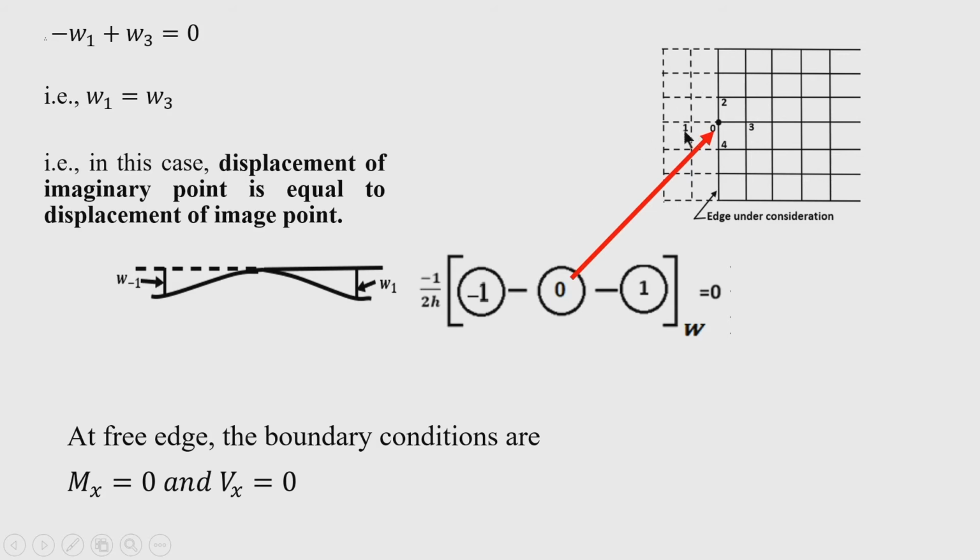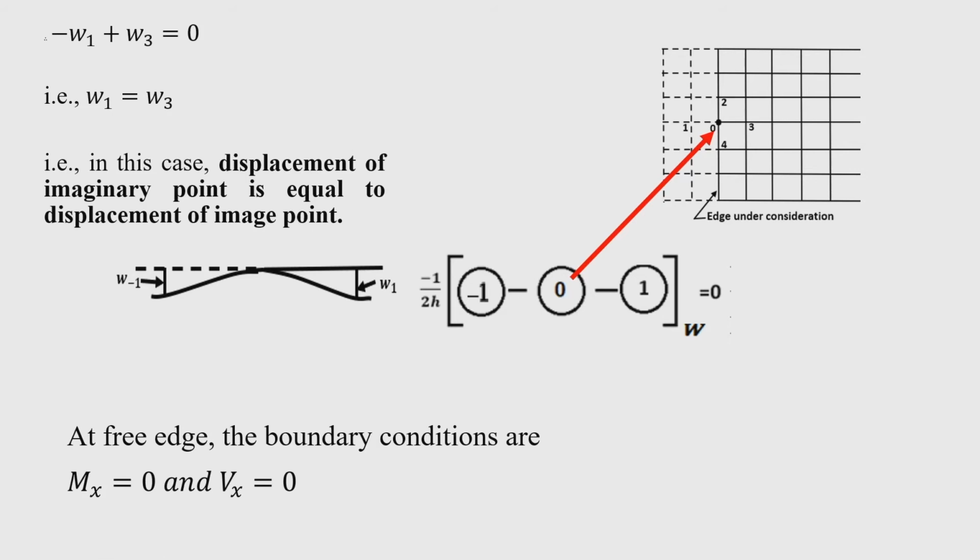So, suppose this is the deflection W 1 and this is the deflection W 3. When we expand this stencil, we have to write now minus W 1 plus W 3, because the coefficient is minus 1. So, minus W 1 plus W 3 equal to 0. Therefore, W 1 equal to W 3. In this case the displacement of the imaginary point, this point 1, is equal to the displacement of the image point. That conclusion we have got after applying the boundary condition.